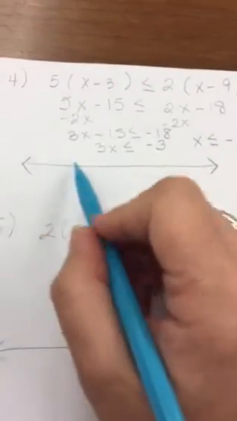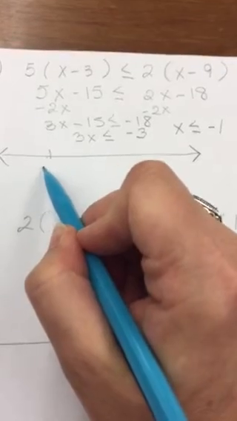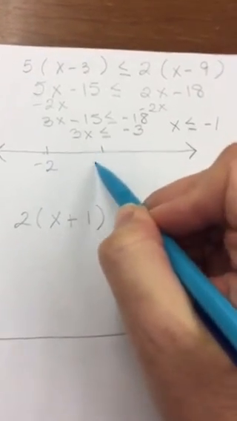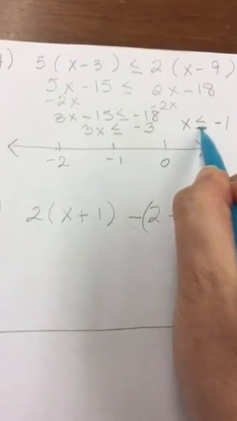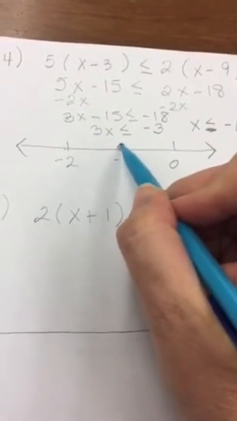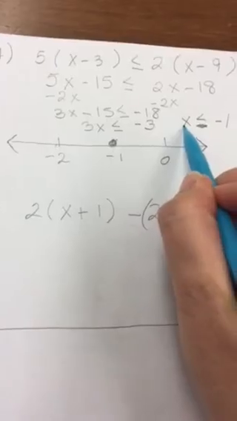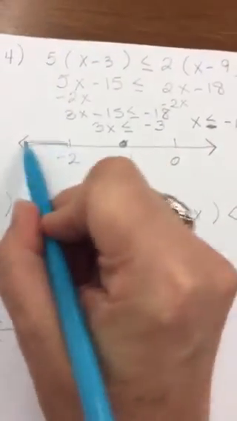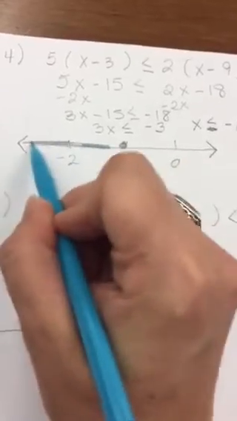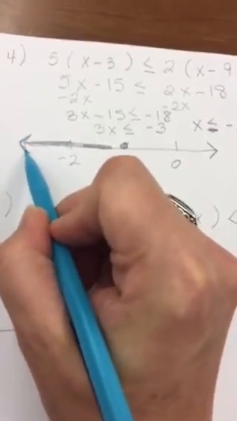So make sure we get our numbers in the right order. So I've got negative 2, I've got negative 1, and I've got 0. And because I have an equal to sign here, I'm going to have a closed circle. And it says shade for everything less than or equal to negative 1. So that would be this direction. And color in your arrow as well.